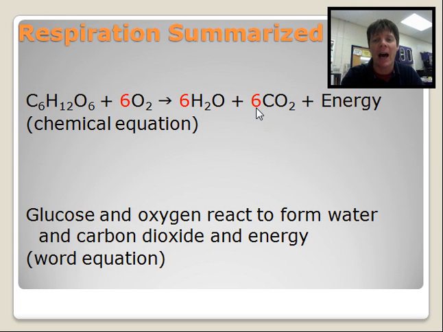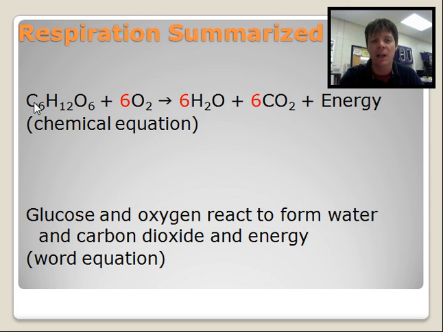You'll also see that I've added coefficients in these three locations. This is to write a balanced chemical equation. We need to do this because in a chemical reaction process, it's not possible for atoms to be created, it's not possible for atoms to be destroyed. So by doing this, we keep the number consistent throughout.